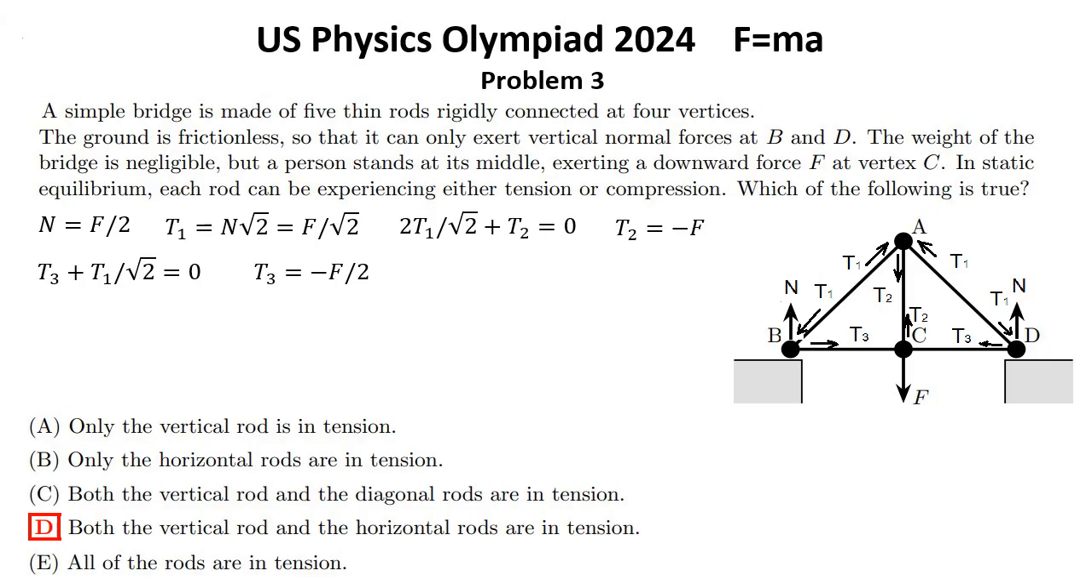And to balance the horizontal component on points B and D, force T3 must also be a compression force and is equal to F in half. Thus, the forces in the vertical and horizontal rods are tension forces, and in the inclined ones, compression forces. This is answer D, and this is the solution to problem number 3.